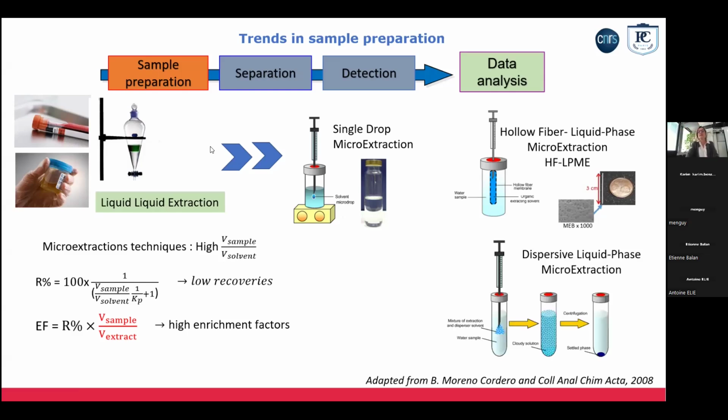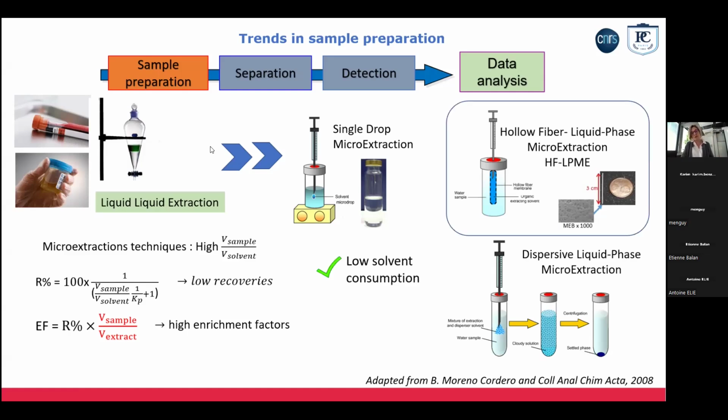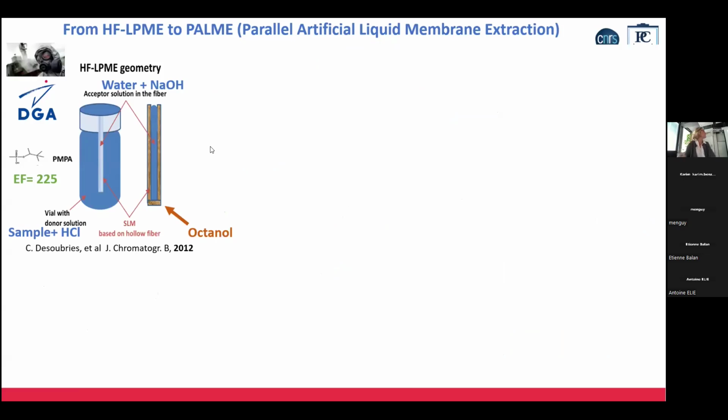A third method can be dispersive liquid microextraction. You will create a cloudy state in your sample in order to obtain small drops that will be used as microreactors of extraction. In those cases, we have a low solvent consumption, and it can be very interesting. So as an example, to illustrate this method of hollow fiber liquid phase microextraction, we developed a method. It was for the DGA, for the defense. And we were interested in these very small compounds. It is a hydrolysis product of a chemical weapon.